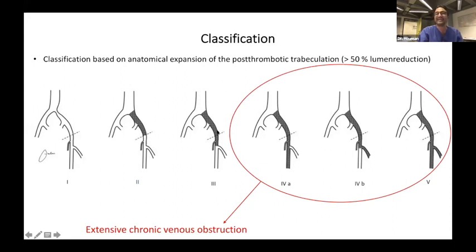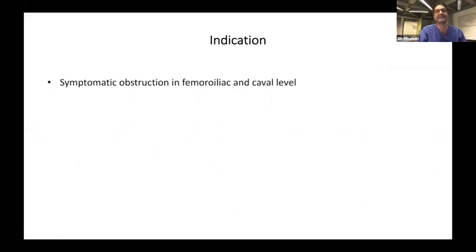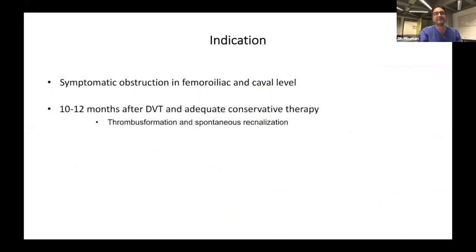Group 3, in this group, the common femoral vein is involved, but both inflow veins are patent. Really good chance to have a successful recanalization and a patient who is doing well after the procedure. But these groups should be indicated very rigidly, with a good and profound diagnostic. And group 5 should be considered as a contraindication. So what is the indication? A symptomatic obstruction at the femoroiliac and cava level.